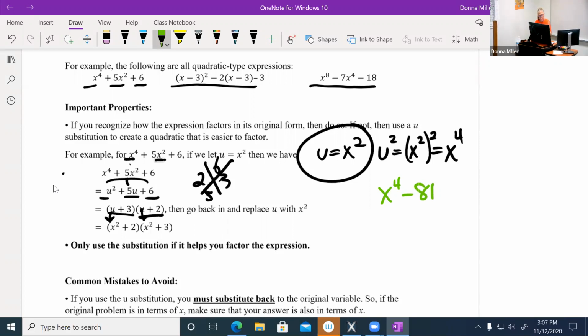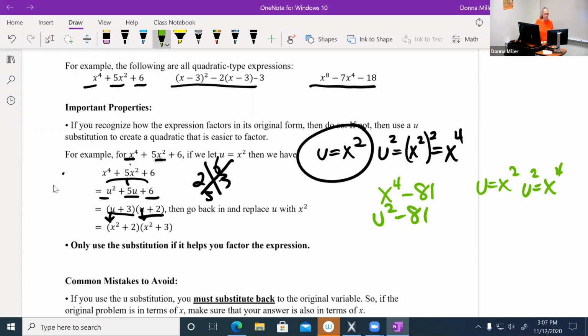Actually, let me, sorry. All right, so I know if I let u equals x squared, u squared is x to the 4th. So this becomes u squared minus 81. So I could factor that. Uh-oh, I need a different number. I'm going to change the 81. I'm going to change it to, let me see, will that factor? No, I'm good. So this would factor, difference of squares, u minus 9, u plus 9.